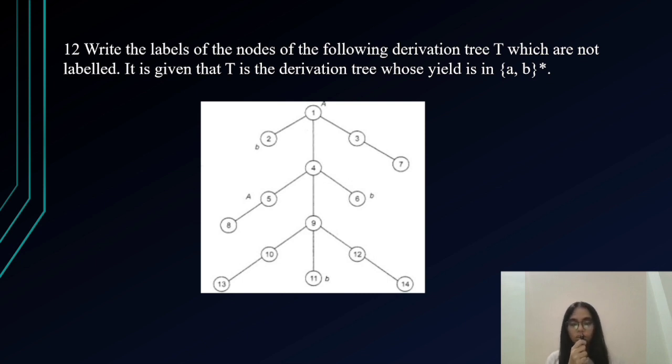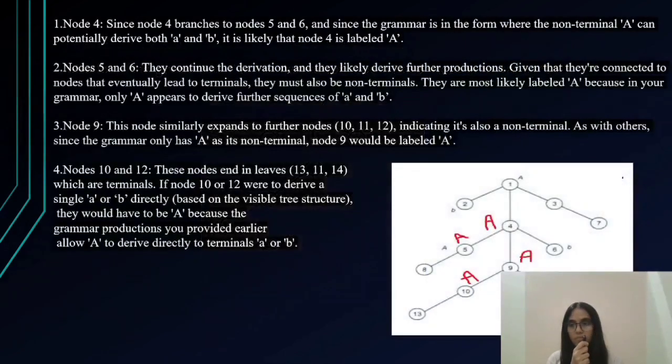Okay, so to label the derivation tree, we have to analyze all the nodes of the given derivation tree. The node 4 would be labeled A as the node 4 branches to the nodes 5 and 6, since this grammar is in the form where the non-terminal A can potentially derive A, B. It is likely that node 4 is labeled as A.